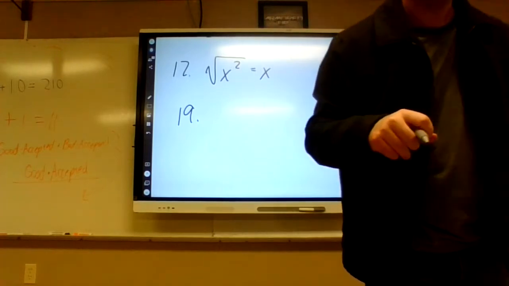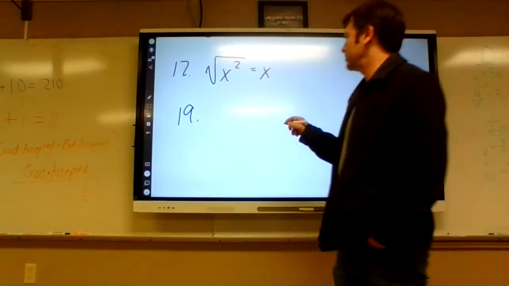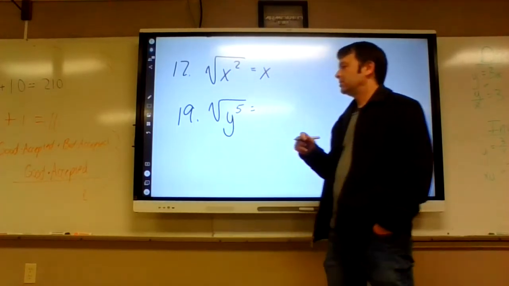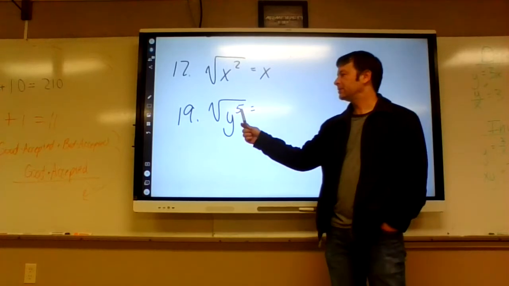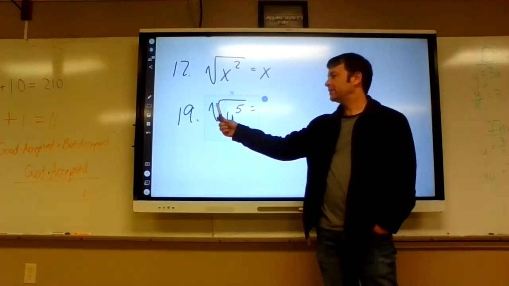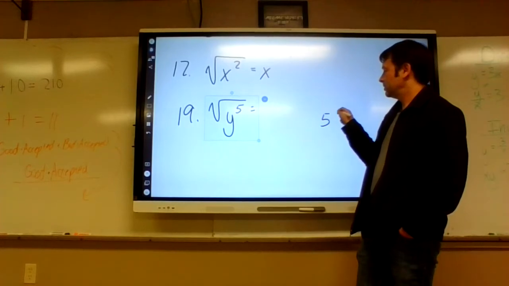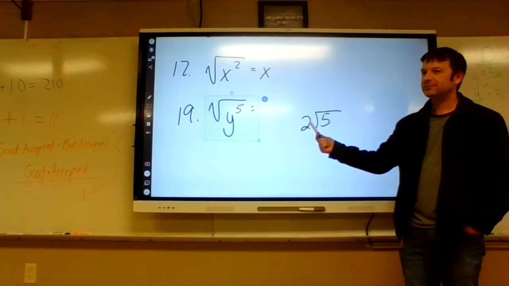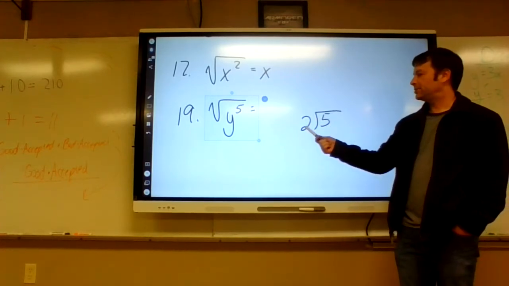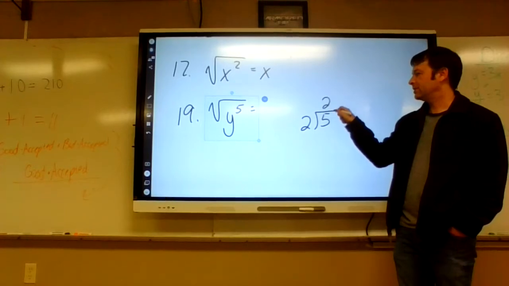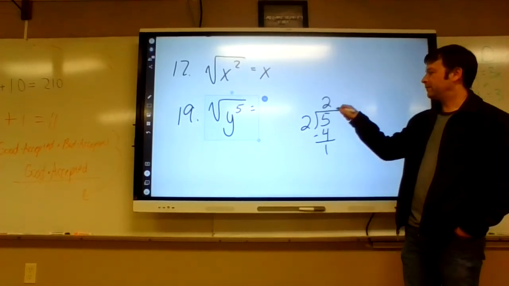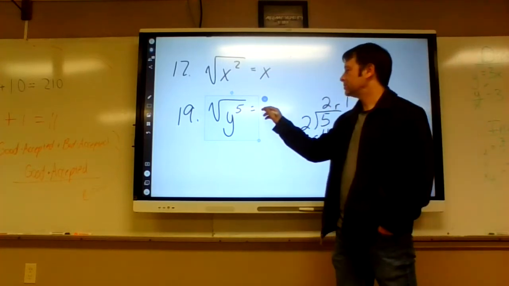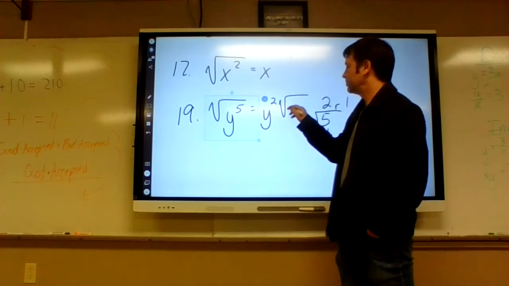Number 19. Y to the square root of y to the fifth. Okay, so how do I do this one? 5 divided by 2. How many times does 2 go into 5? 2 and remainder 1. So 2 comes out, 1's left behind. 2 comes out, 1's left behind.